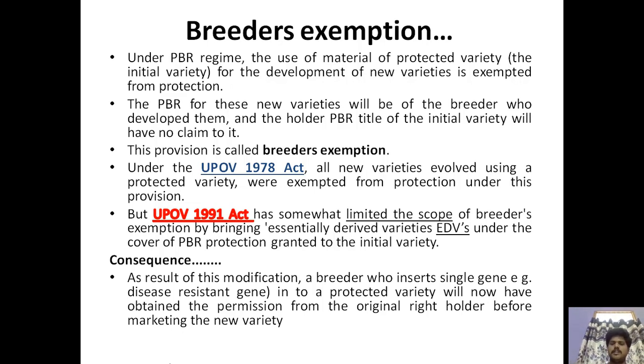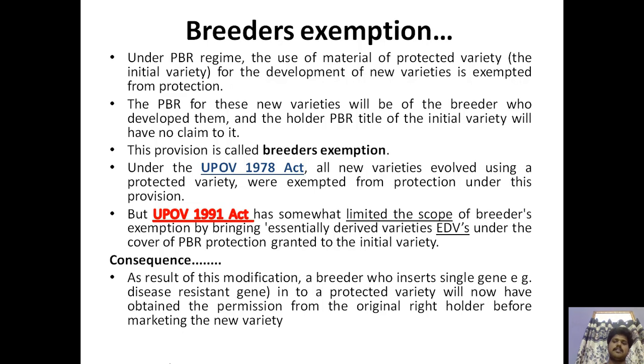So what are these essentially derived varieties? Say, for example, there is one variety of rice which is susceptible to a particular disease. Then if a person introgresses one gene governing resistance to that disease, the variety is alike when compared to the previous one, but it has a single new gene combination because of which it provides resistance.